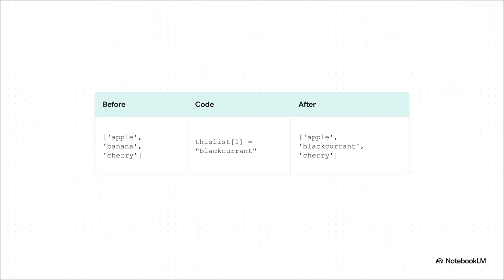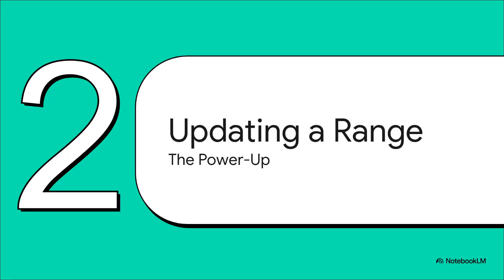It's actually super simple. On the left, we've got our list of fruits. Now, say we want to change banana. So, following our rule, apple is at index 0, which means banana must be at index 1. The code in the middle does exactly that. This list1[1] targets that spot, and we just assign it a new value. And bam, on the right, you see the result. It's really that straightforward. Okay, changing one item is great, but what if you need to change more than one?